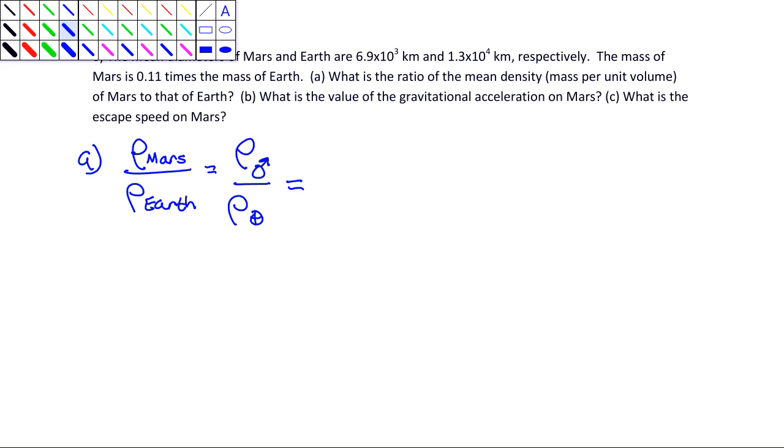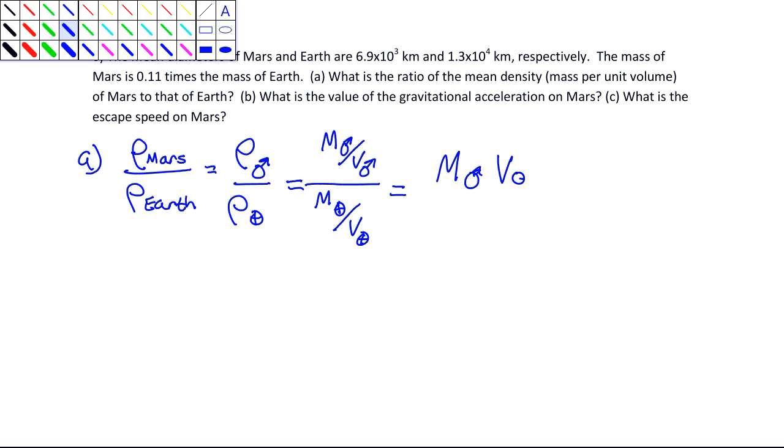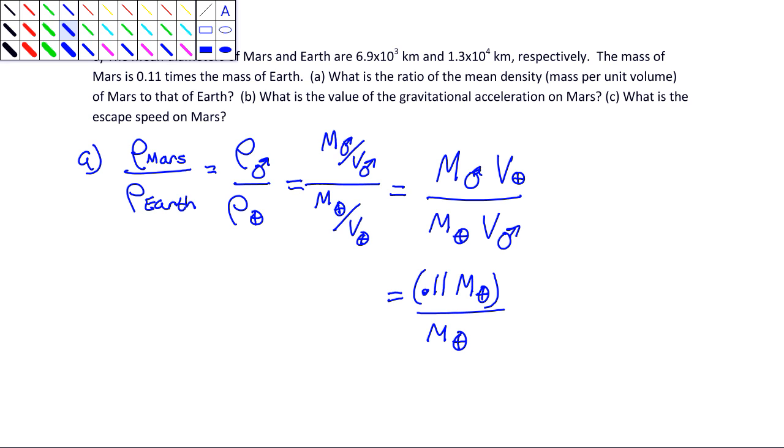So I want to know, density is just mass over volume. Or I can rewrite this as mass of Mars times volume of Earth, over mass of Earth times volume of Mars. The mass of Mars is 0.11 mass of the Earth, which was given in the problem, over mass of the Earth. And then the volume of a sphere is 4/3 pi times the diameter over 2, that's the radius, squared. You don't really need to know that because the volume is proportional to the diameter cubed.